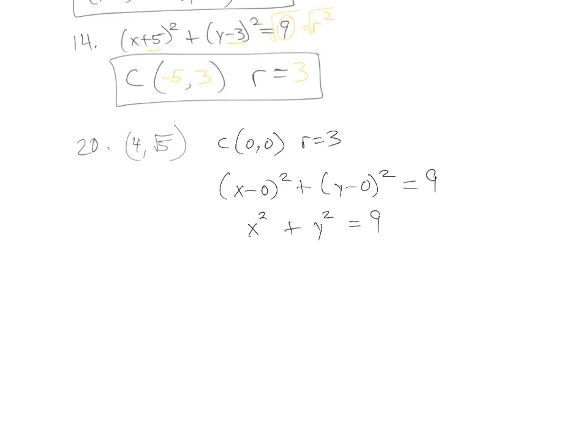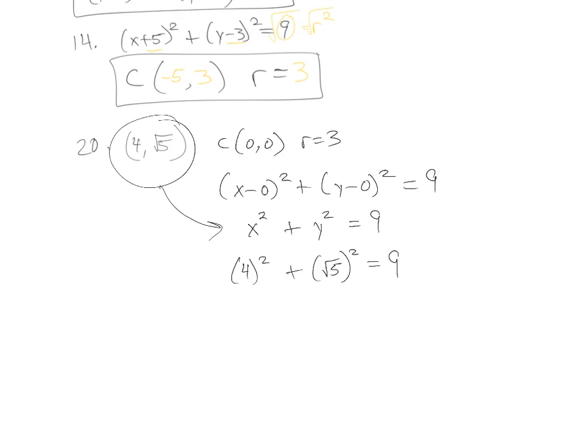Now the question is, is (4, square root of 5) on the circle? If it is, then that means 4 will work in the x position and the square root of 5 will work in the y position. So you substitute those values in and see if it equals 9. If it equals 9, then the answer is yes. If it doesn't equal 9, then the answer is no, that point is not on the circle.